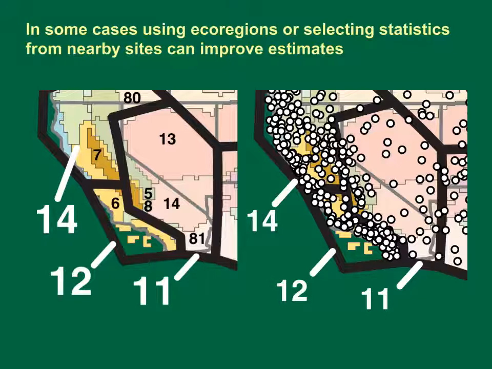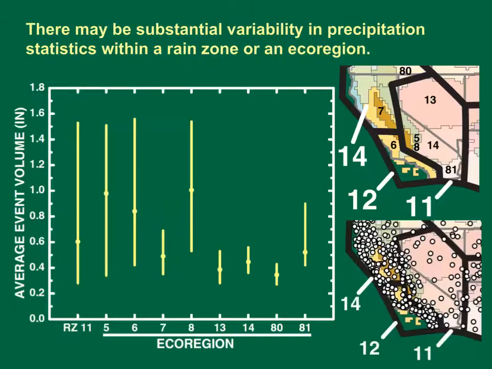The graphic on the right shows the same area with individual precipitation stations represented as white circles with a black outline. This graph shows that there may be substantial variability in precipitation statistics within a rain zone or ecoregion. The vertical axis is the average storm event volume. The horizontal axis identifies the rain zone, RZ11, and the 8 ecoregions that intersect rain zone 11. The vertical yellow bars show the range and average storm event volumes. The yellow circle shows the average of stations in the rain zone or ecoregion.